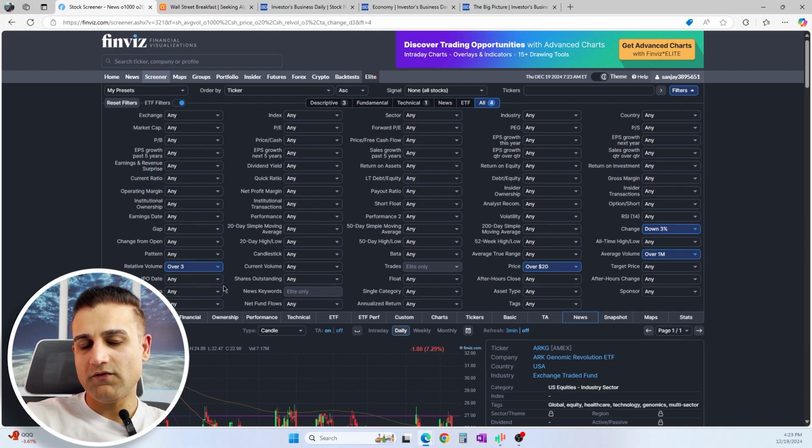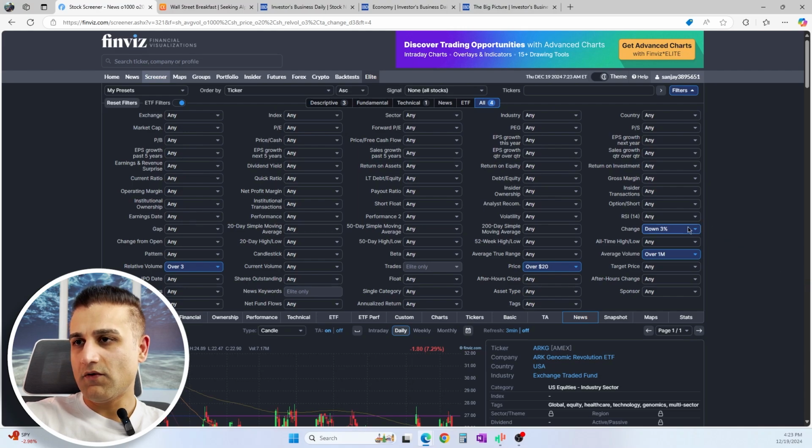And then the next thing I'm looking for is relative volume. So normally, if the stock trades a million shares a day, this day, or the previous trading session, it has traded at least three times more than that. So in this case, it would be at least 3 million shares when the daily average volume is 1 million.